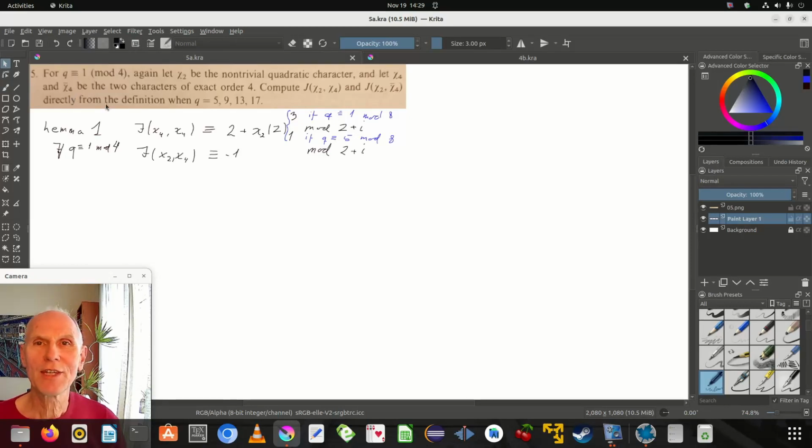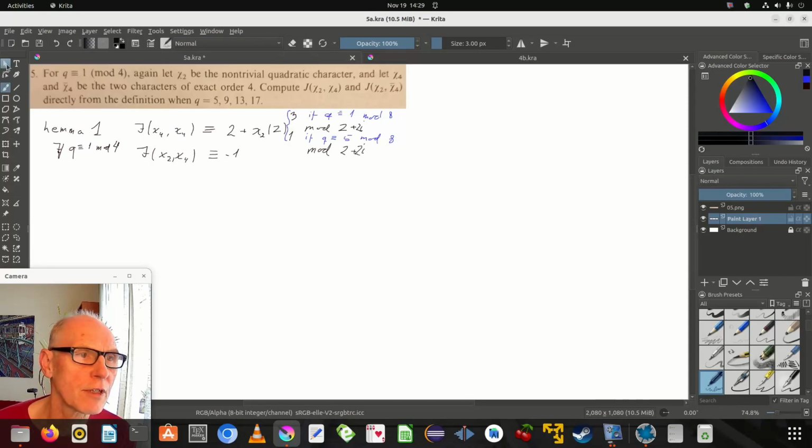Hi, let's see if I can solve problem 5. I have prepared somewhat. Lemma 1 gives the value of the j function for the 2 of exact order 4, and not the values, but information on the value modulo 2 plus 2 times the imaginary unit.